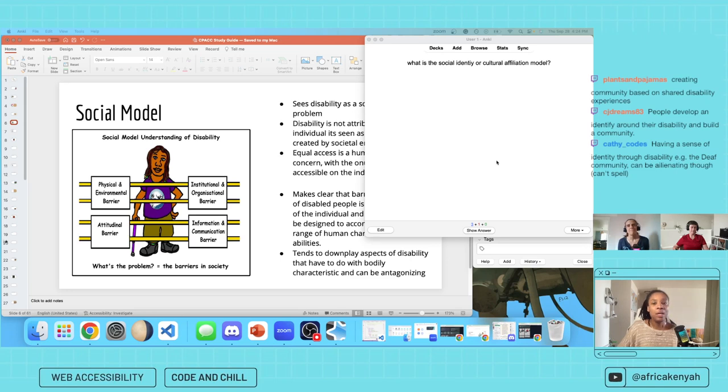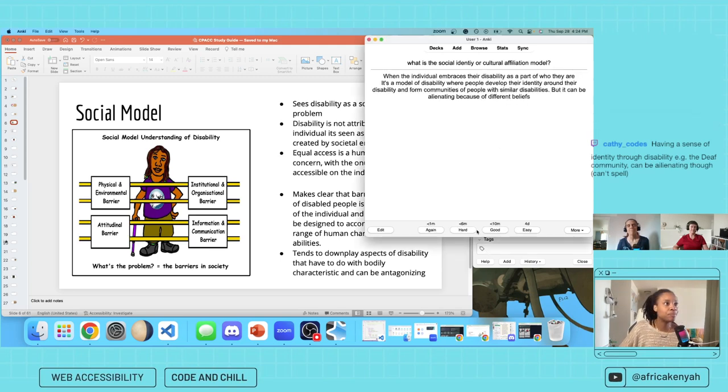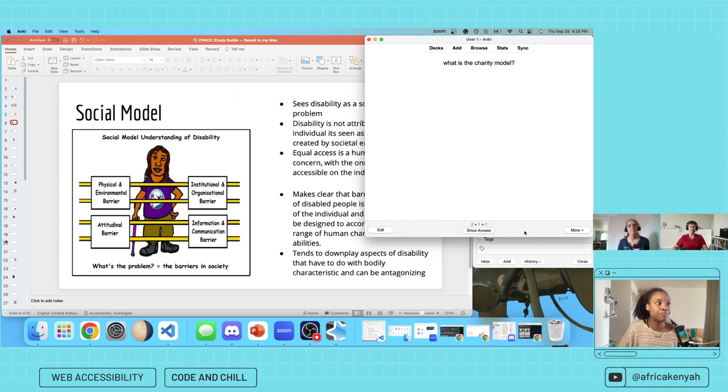Okay, yep. So what we're doing here as we're going through, we're thinking about what's good about these models and what's bad about these models. And I think that's important because they put it in the CPAC. So that's something to consider when you're studying. All right, so it says, when the individual embraces their disability as part of who they are, it's a model of disabilities where people can develop their identity around their disability and form communities of people with similar disabilities. But like Kathy Coates said, it can be alienating.